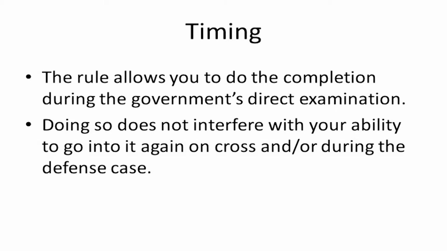Timing. The rule, by its terms, clearly allows you to do this during the government's direct examination. That does not mean that you can't do it again on cross or during the defense case. You can do both of those if you have a defense case. So if you have done the rule of completeness during direct on one of the government's witnesses, and now you're cross-examining, and you go into the same subject matter, if the prosecutor objects on an asked and answered ground, that will be overruled. You have an absolute right to continue to examine it during your cross, and if you have a witness during your defense case who can shed some light on it, you can bring it up yet again.